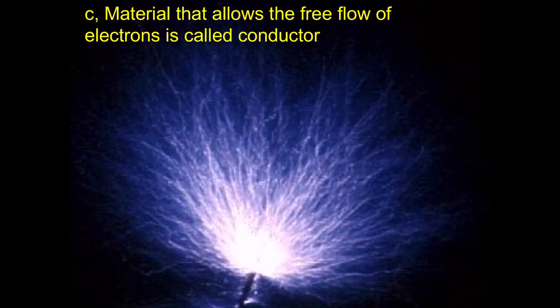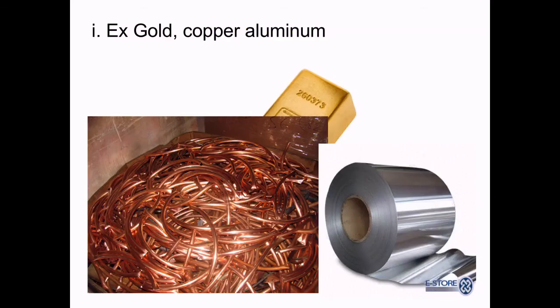Material that allows free flow of electrons is called a conductor. Again, think of the wires or the printed wiring boards inside of your phone. Anything metal will be conductive. Gold, copper, aluminum are all great conductors. Not all metals are very good conductors, I misspoke earlier, but those three are very good.